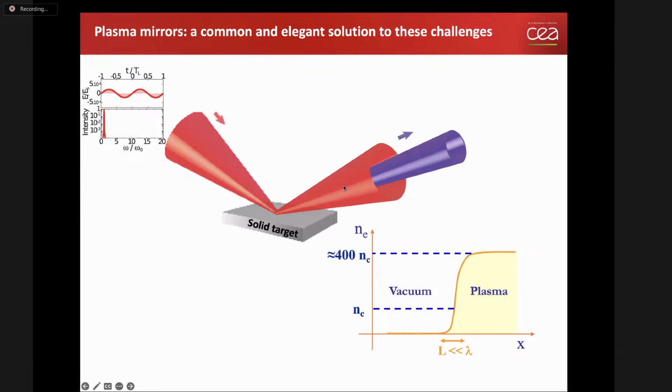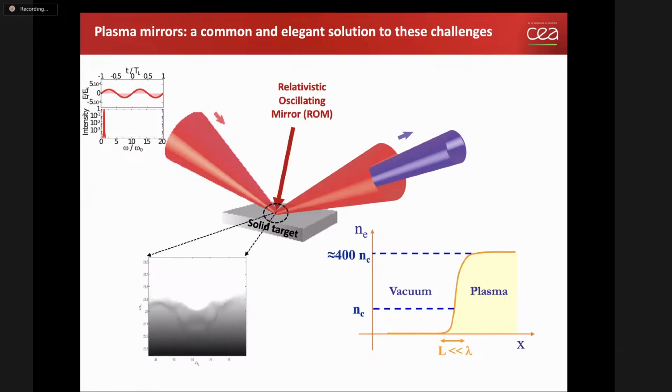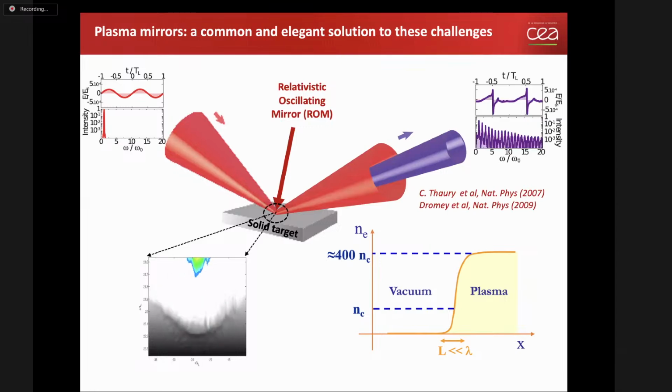And upon reflection, the incident laser field can drive relativistic oscillations of the plasma mirror surface, hence generating a so-called relativistic oscillating mirror, as you can see here on the bottom left, which is a simulation movie of the plasma electron density. So you can see the driving laser field driving a relativistic oscillation of the plasma surface. And this temporal oscillation can periodically compress and distort the reflected field, as you can see here on the upper right. And this periodic distortion is associated to a Doppler high harmonic spectrum in the frequency domain that has been measured and controlled in experiments.